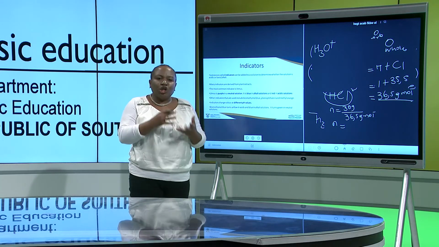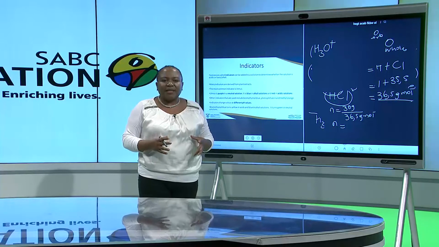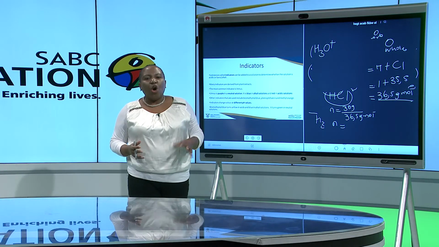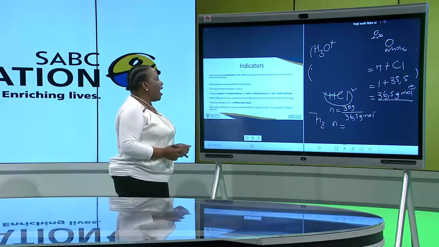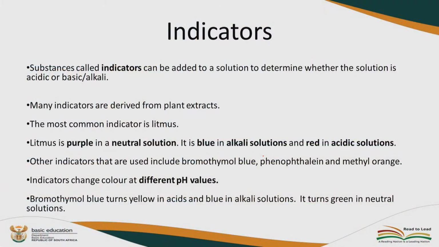Indicators are the instruments or the substances that we use to check whether a substance or a solution is acidic or basic. Now, we have many different indicators. However, the main indicators that we are going to concentrate on are only three, which are bromothymol blue, methyl orange, and phenolphthalein. These are the indicators that we're going to look at mostly when we are looking at neutralization.